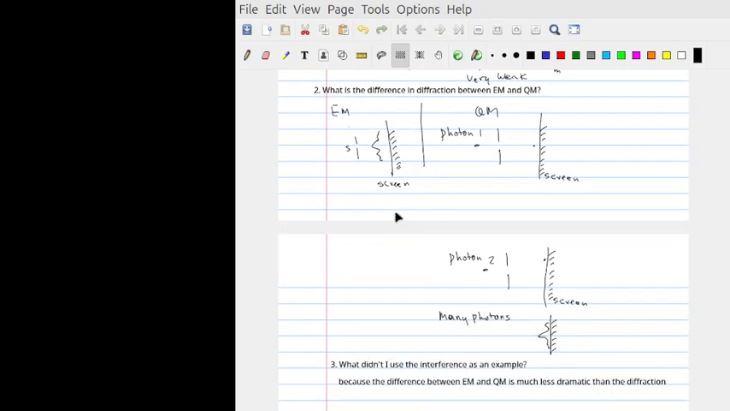Now what's the difference between diffraction in E&M and in quantum? In E&M, when we have a light source, let's call it S here, and the slit size is at a level comparable to the wavelength, we see the diffraction pattern behind on the screen. It's just like this. I could not draw very well, but that's what you can see there.